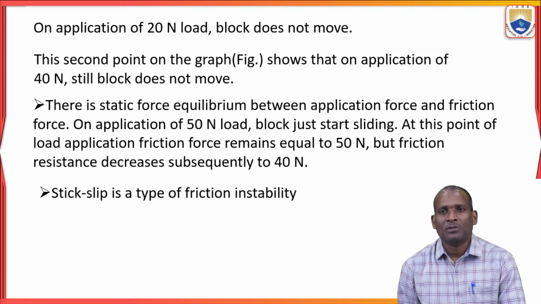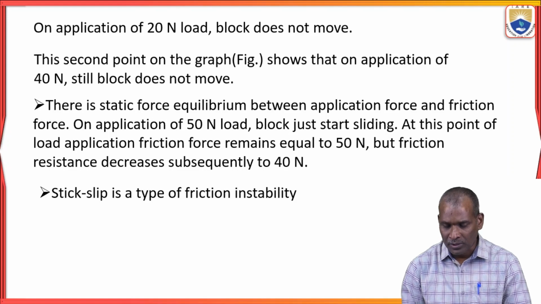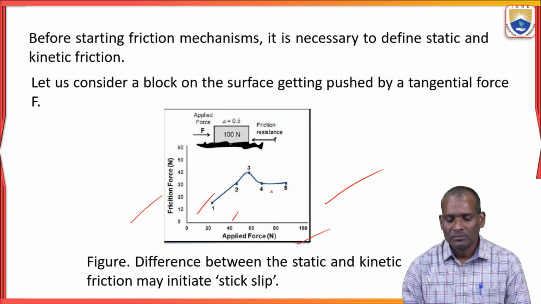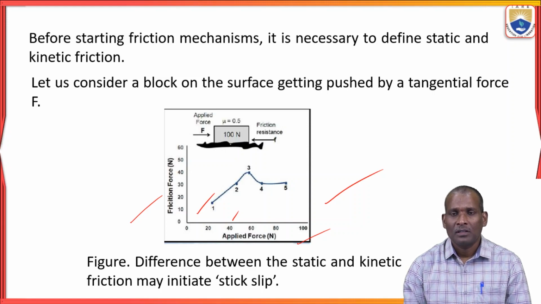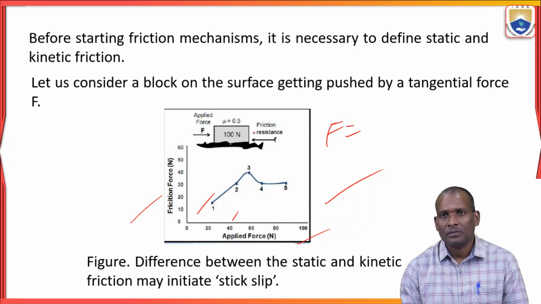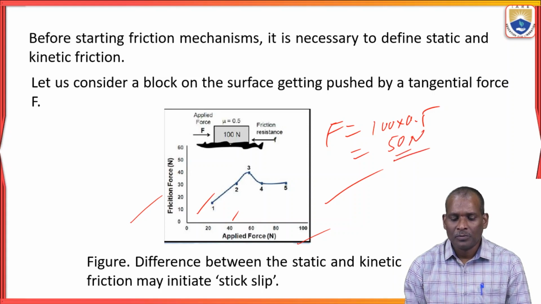On application of 50 newtons load, the block just starts sliding. So at this point of load application, the frictional force remains equal to 50 newtons. See, in this diagram, the frictional force, mu is 0.5. The weight of the block is 100, so 100 into 0.5 gives 50 newtons. That is the frictional force.